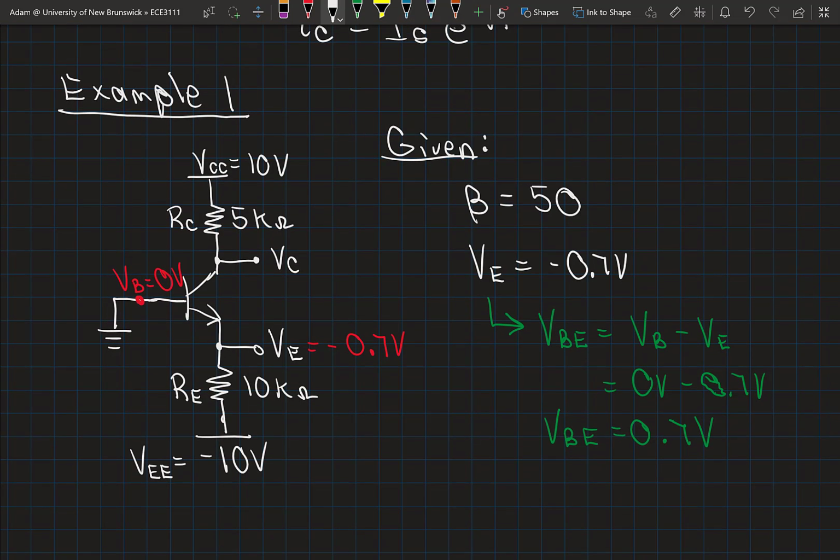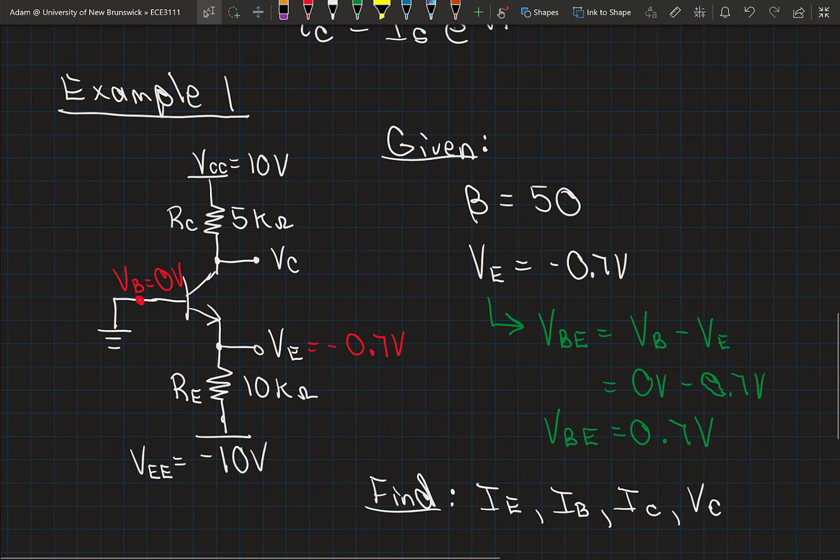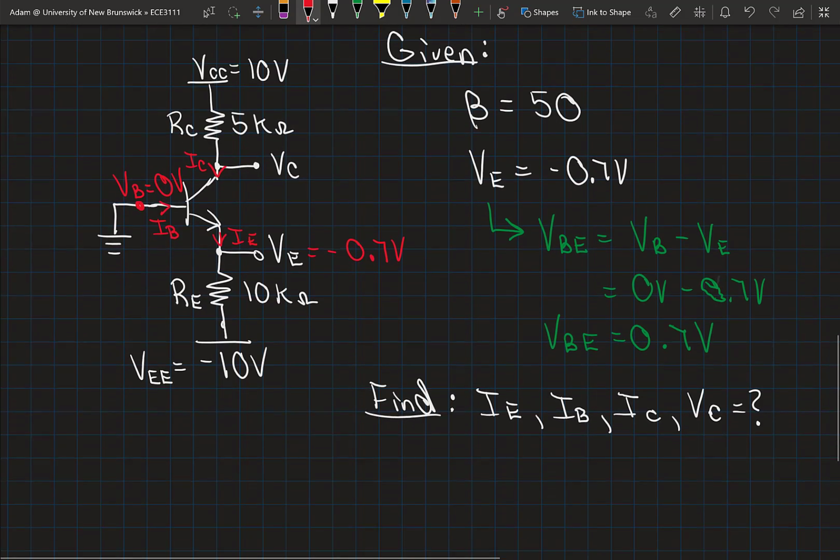So what is it we're trying to find? I want to find the following: find what the emitter current is, find what the base current is, find the collector current, and let's find out what the voltage at the collector is. Now I'm just going to label here the emitter current, of course, is the current coming out of the emitter. The base current is, of course, the current into the base. The collector current is, of course, the current into the collector.